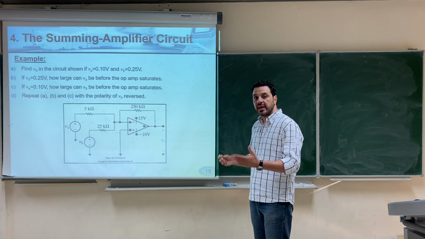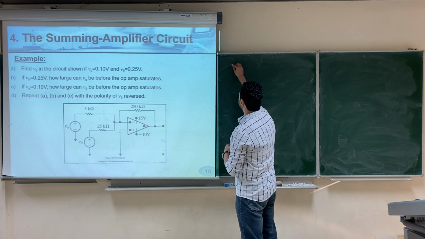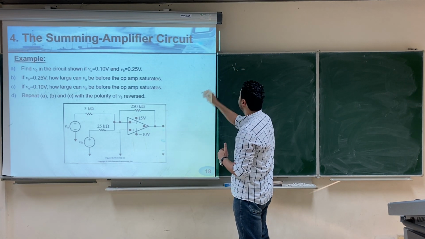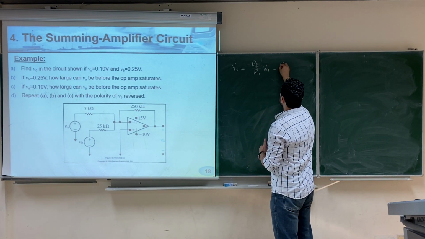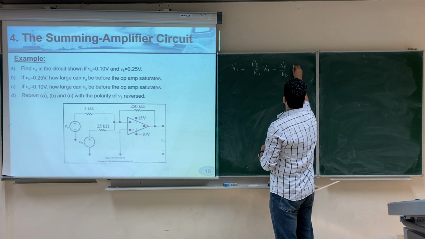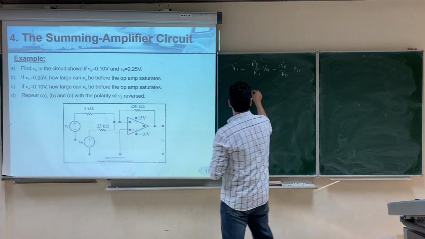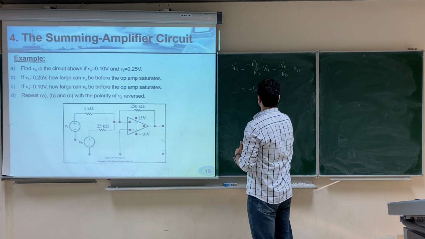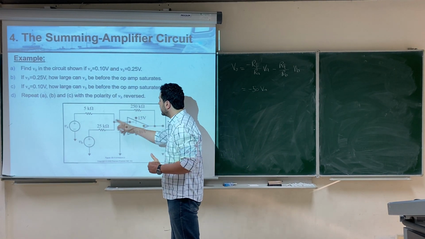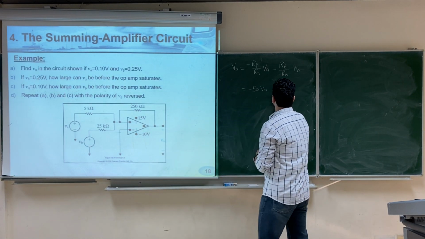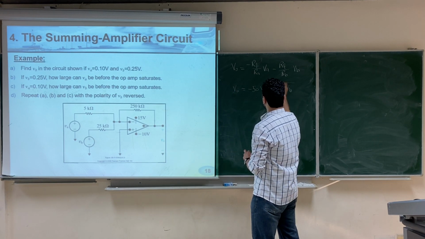Always start by writing the equations that you know. For this type of summing amplifier, V output equals minus RF over RA multiplied by VA, minus RF over RB multiplied by VB. RF is 250, RA is 5, so this will be minus 50 VA, and then RF over RB will be 10, so minus 10 VB. So this is the equation of V output now. Let's keep it with us.